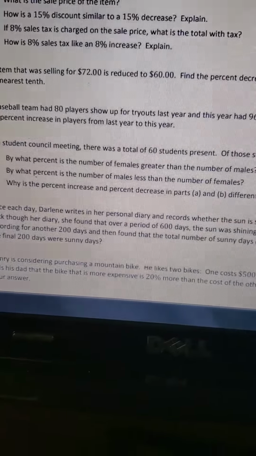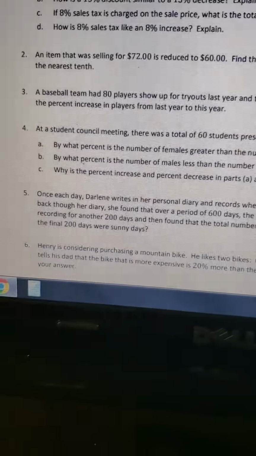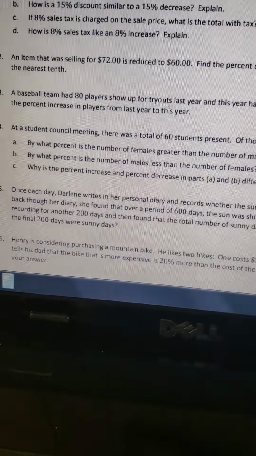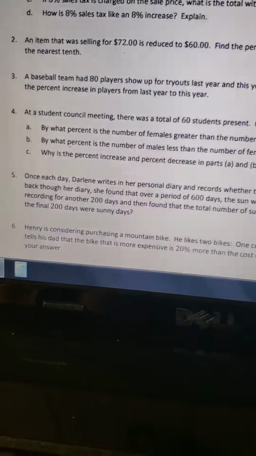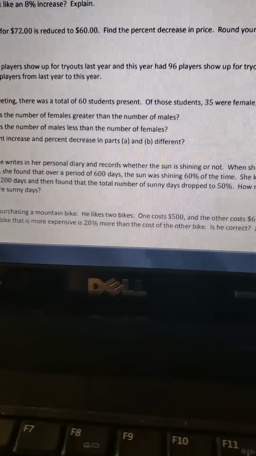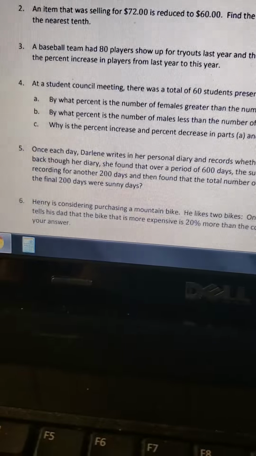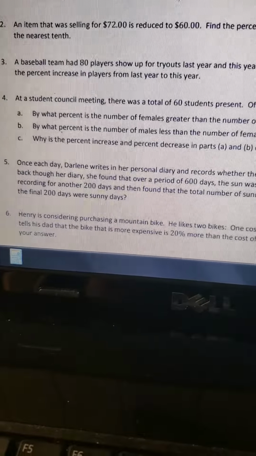Okay, so how much did the item decrease? There's a couple different ways to do that. Remember, if you want to find the percentage of the decrease, you need to have what? So think about that when you write your equation. Okay, a baseball team has 80 players show up for tryouts last year, and this year there's 95 players try out. Find the percent of the increase. So how much did it increase? 80 increase by what percentage to get you to 96?